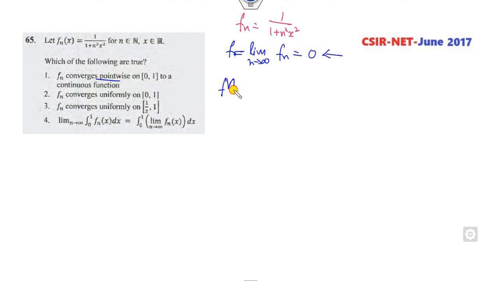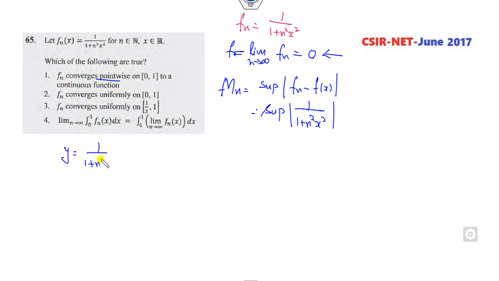How can you find the uniform convergence? We will take the limit of the supremum of |f_n minus f|. f(x) is 0, so the supremum of 1 over 1 plus n square x square. If I take the first derivative, minus 2n, and set it equal to 0, it means either x is 0 or the derivative is undefined. Or you all know what the meaning of the supremum is.